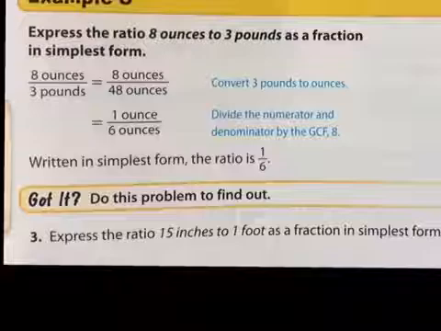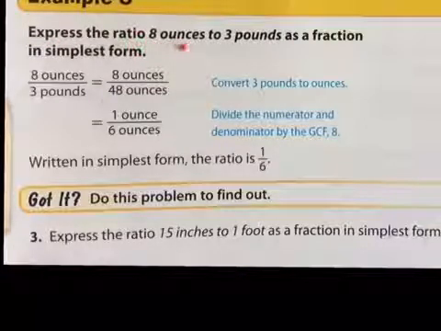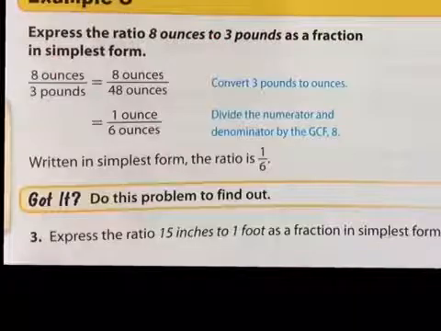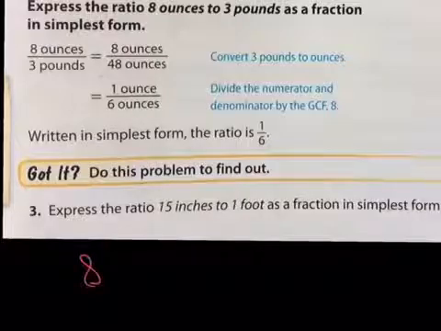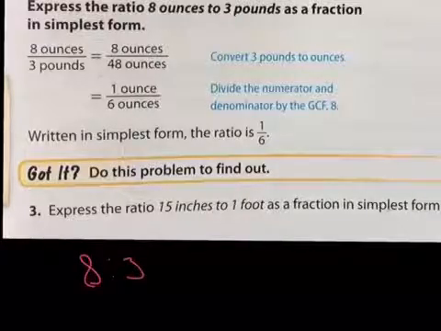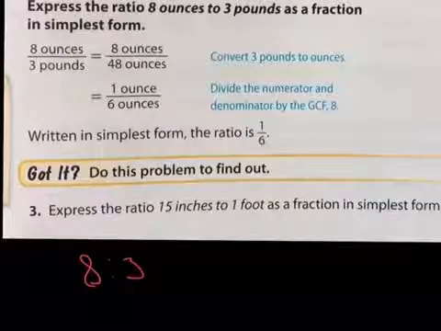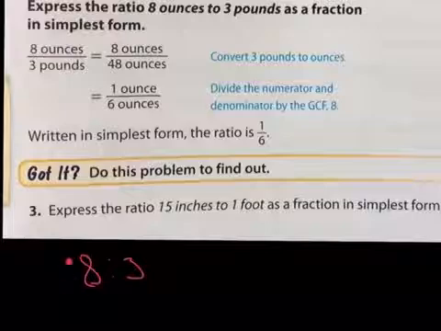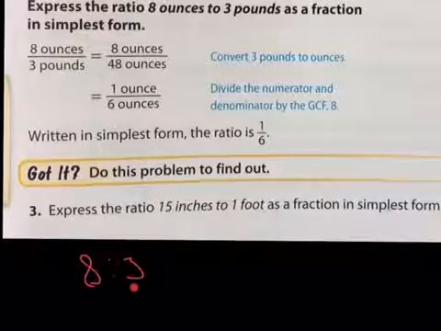Now this is where you have to get to know how many ounces are in pounds. Express the ratio of 8 ounces to 3 pounds as a fraction in simplest form. I cannot write 8 to 3 because this is not the part of a whole of the same size, of the same unit. I have to either convert this number to pounds or this number to ounces. It's easier to convert this to ounces.